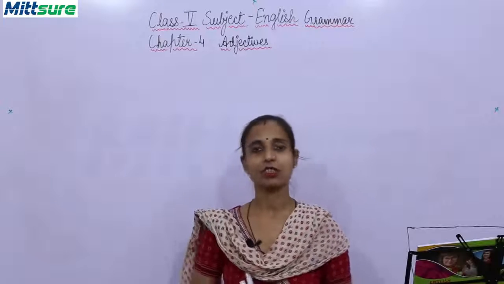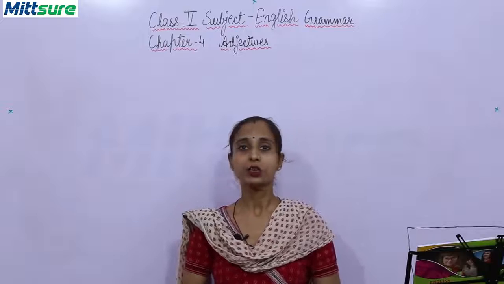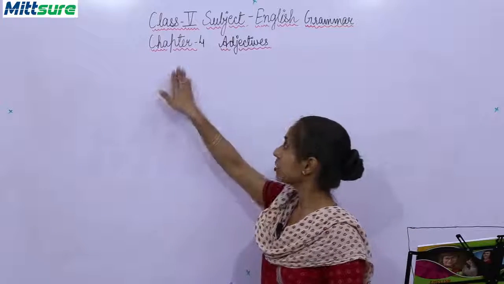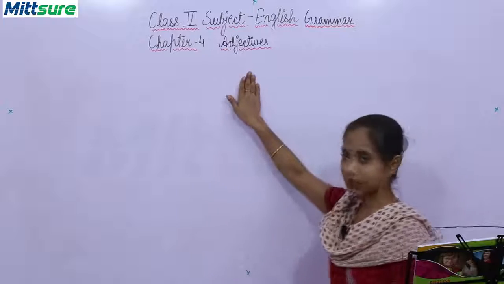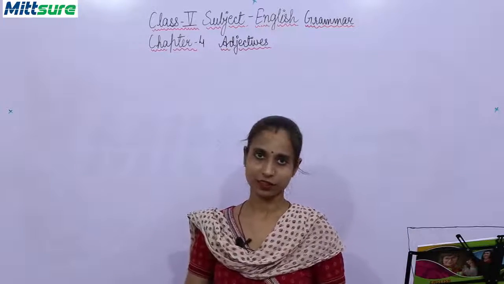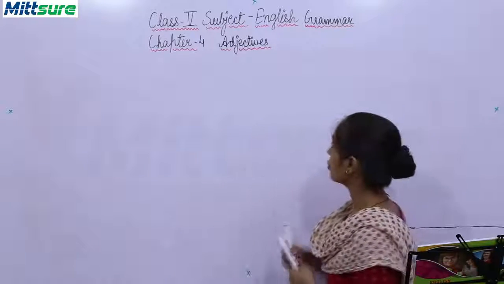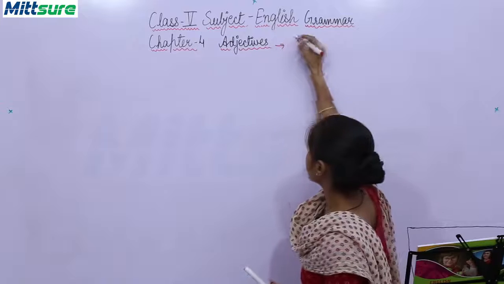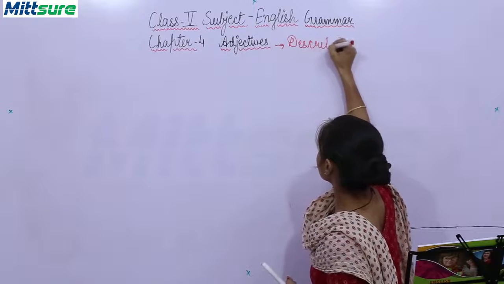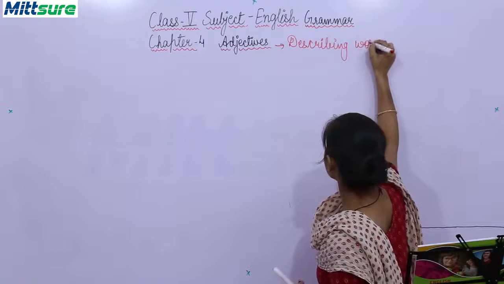I'm your English teacher Tanuja Sharma and today we are going to start a new chapter of your grammar book, chapter number 4, adjectives. Now, what are adjectives? Children, adjectives are also known as describing words.